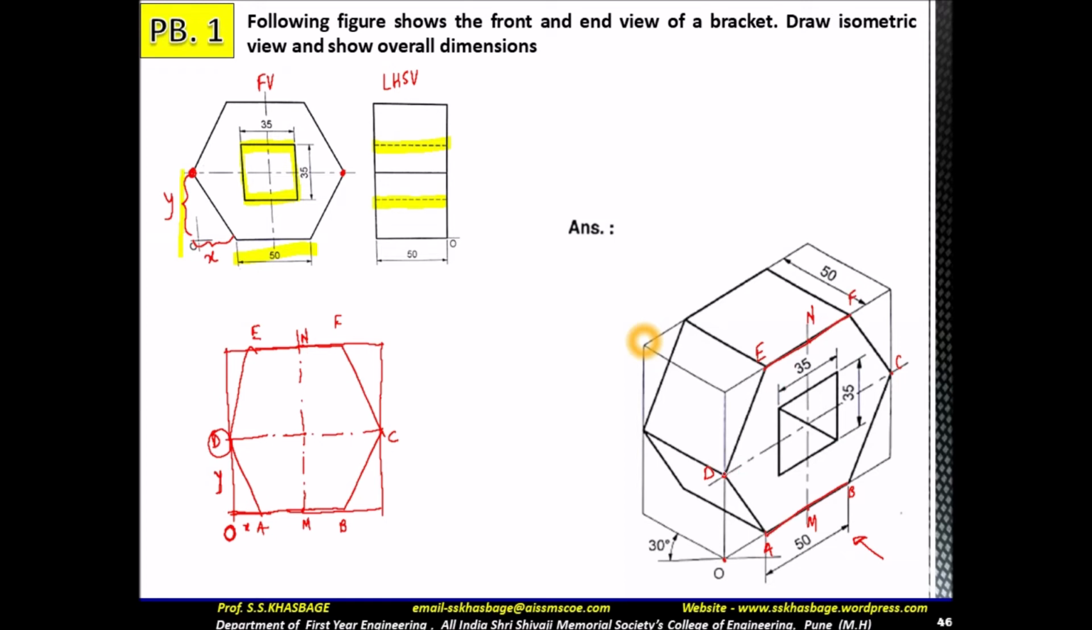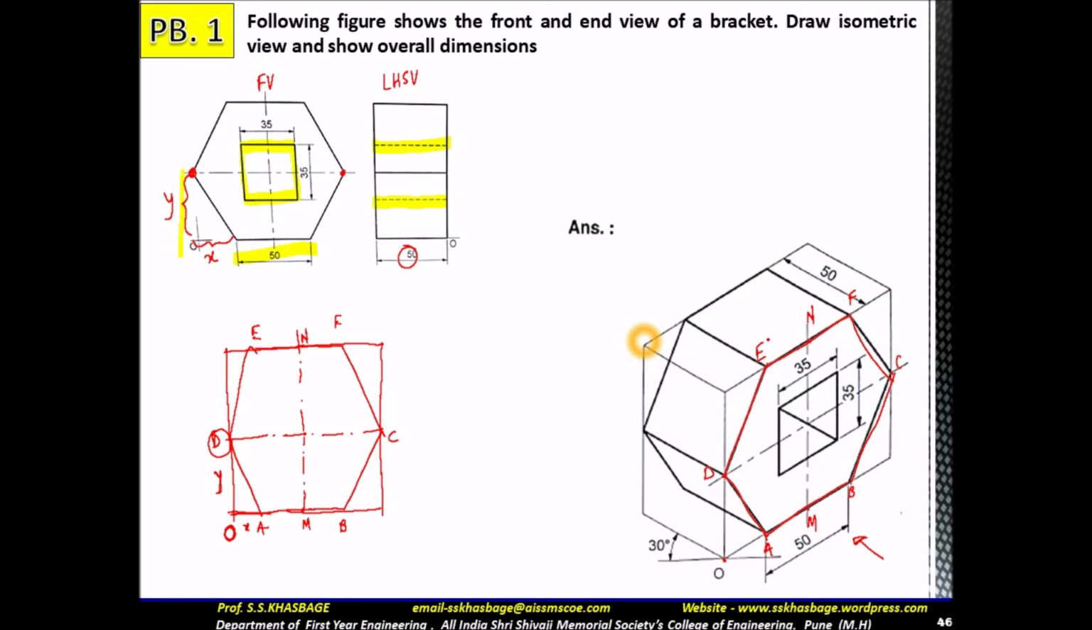Now just join D and E. Join E and F, sorry, C and F. Also join the remaining lines like D, A, B, C. So we will get the hexagon. Now after doing this, we have to give thickness or width to this hexagonal plane. So the width given is 50 mm. From all these points A, B, C, D, E, F, we have to give a 50 mm width in this particular direction. So we will have a view like this.